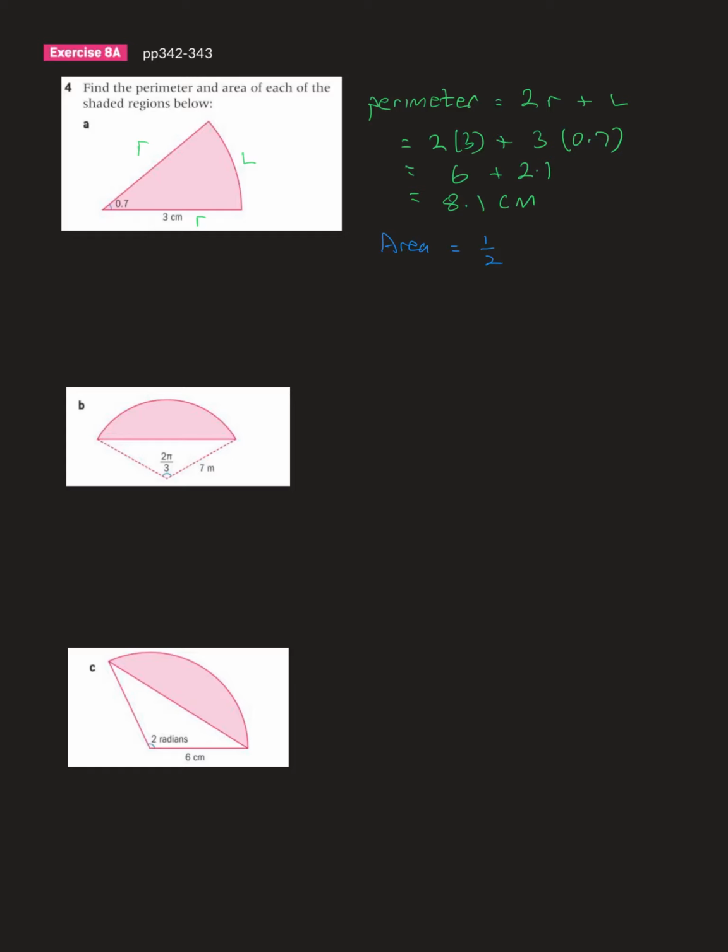Okay, the area is equal to a half r squared theta, which is a half times 3 squared times 0.7, which is 9 on 2 times 0.7, which equals 3.15 centimeters squared. Let's have a look at B.